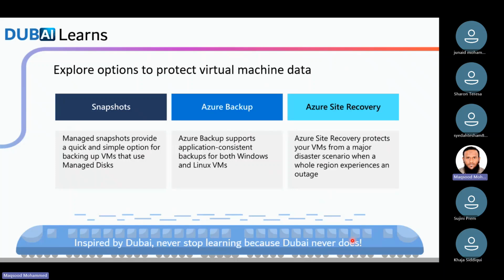So how do you protect the virtual machine data? There are different options. You can take a snapshot of the virtual machine. Azure backups, so you can perform file and folder level backup. Azure Site Recovery protects your VMs from a major disaster scenario, when a whole region experiences an outage. So Azure Site Recovery also provides you the site level redundancy. That means it creates a copy of the virtual machine in a different region.